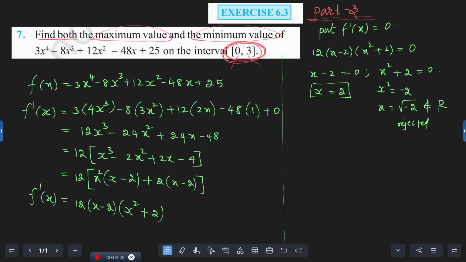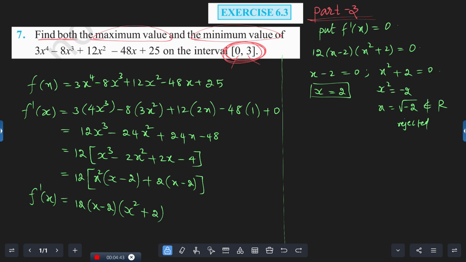Not only should it be a real number, that number should belong to the interval. Interval means generally real numbers. That's what I mentioned there. It does not belong to the real numbers, so it's rejected. So that x value is 2.